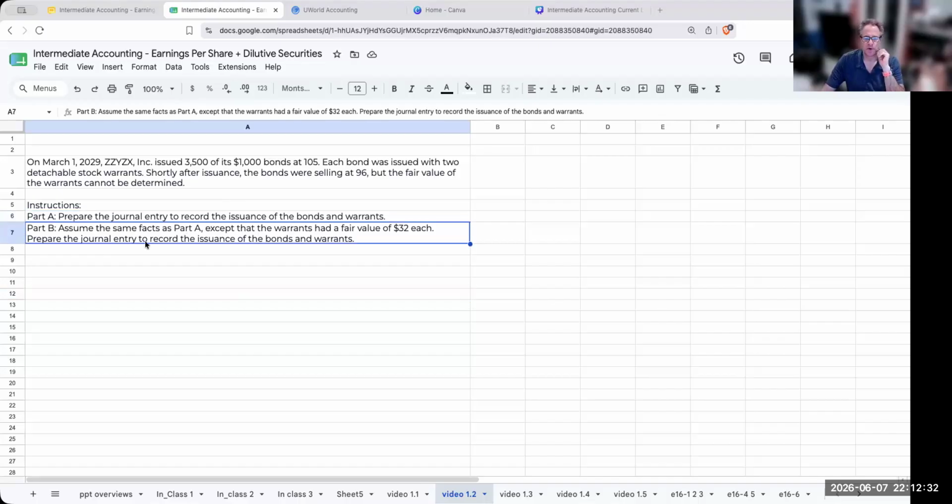Assume the same facts as Part A, except the warrants had a fair value of $32 each. Prepare the journal entry to record the issuance of the bond and the warrants.